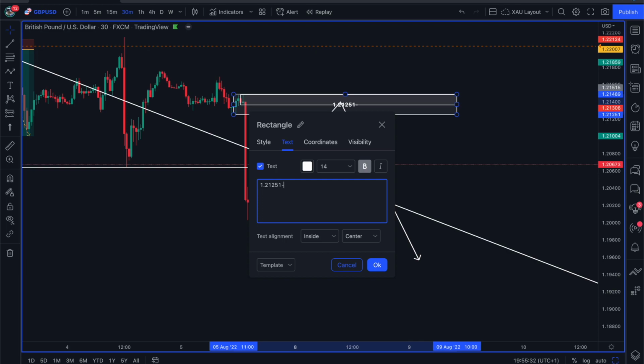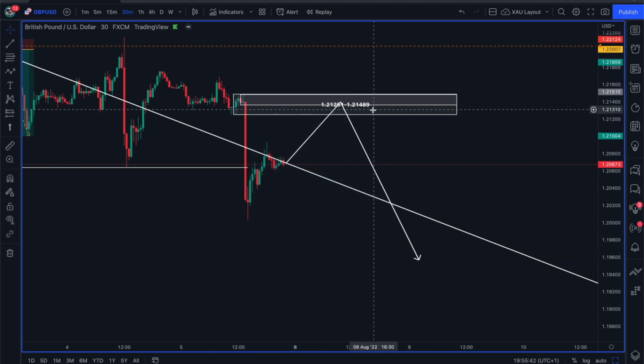1.21251 all the way to 1.21489. So if you want to highlight that area yourself, potentially look to sell in some of the market once we have a penetration and clear rejection, then happy days. Keep your stop loss above the structural high that's created, and then your take profit could be set at a new swing low or the higher time frame swing low, which is what I will be doing.